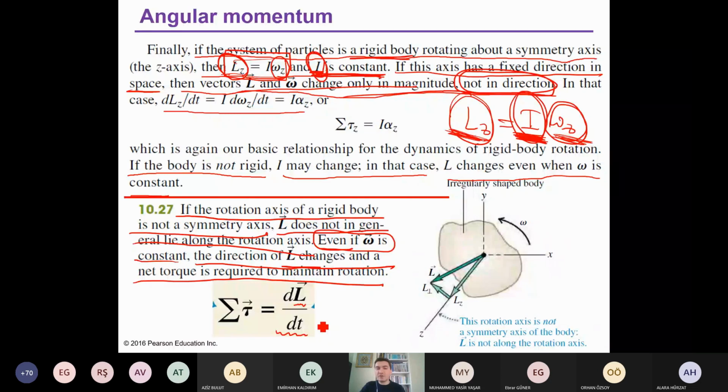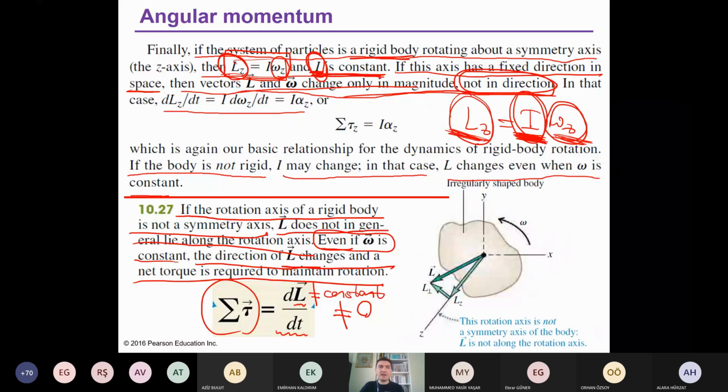You need certain torque. This is valid for the wheels of the cars. If there is some damages on the wheel of the car, this angular momentum can be changed during the rotation. Then this will fight against the rotation. In order to keep the rotation, you have to apply a net torque, okay? This is special condition for the angular momentum.